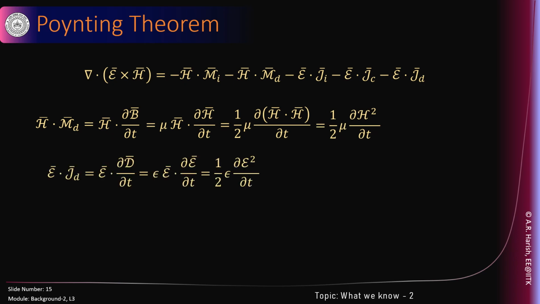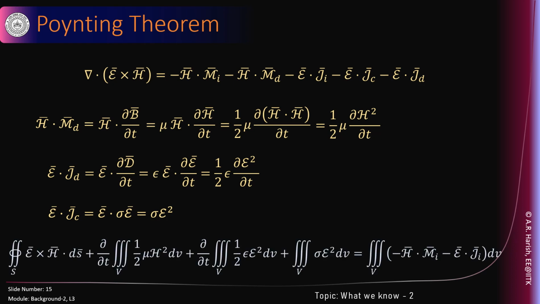We can do exactly the same thing for E dot Jd. We can show that it is equal to half epsilon del E square by del T. Notice E square, E is the magnitude of that vector electric field strength, E bar. Okay. E dot Jc is sigma E square, once again straightforward because Jc is sigma E bar. Substitute all of this in the previous equation and apply Gauss law. Once you apply Gauss law, the volume integral of del dot something dV will convert into E cross H dot ds on a closed surface, and rearrange the terms.